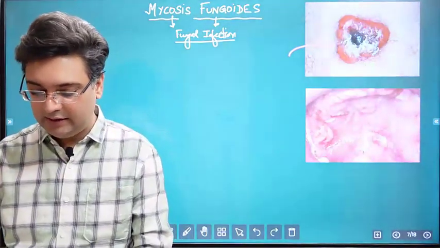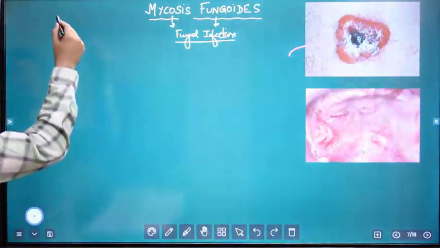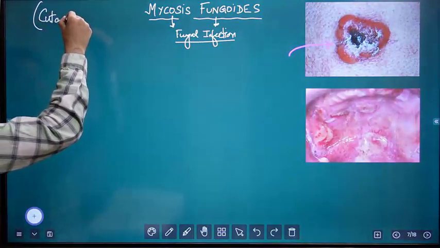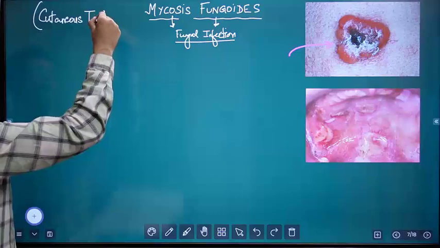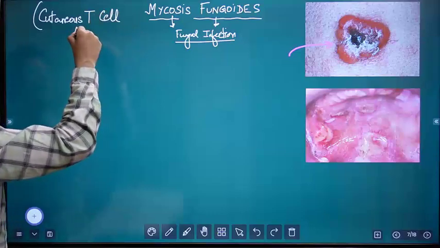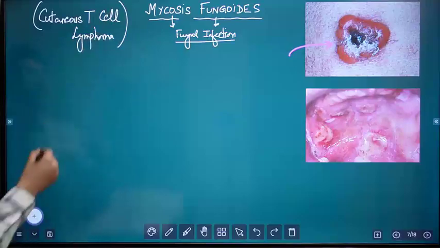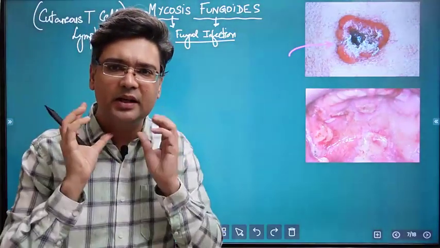And that is why this is called cutaneous T-cell lymphoma. Okay, what is this called? It is called a cutaneous T cell lymphoma. Why cutaneous? Because it is happening on the cutaneous tissue, which is around the skin region.